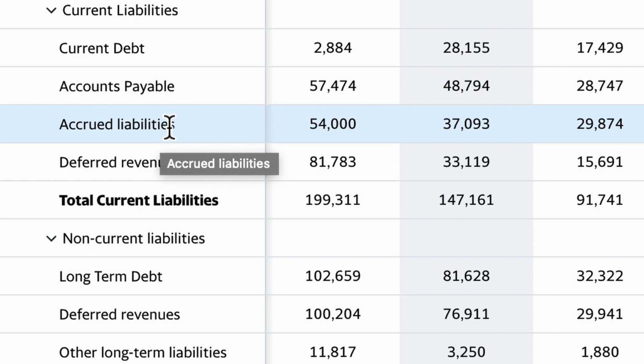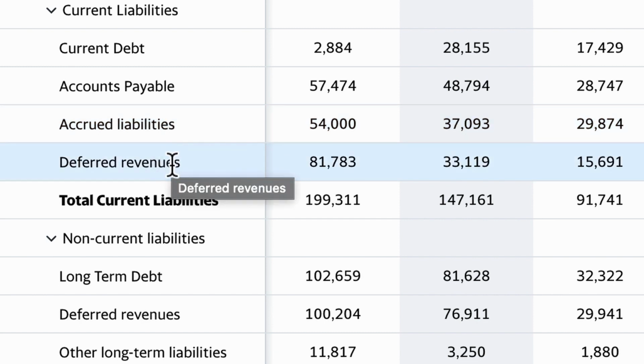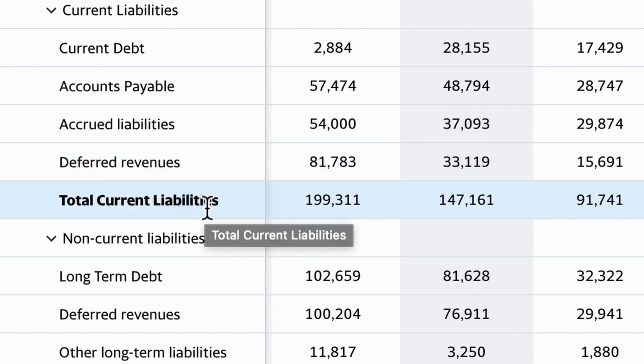Accrued liabilities means a company has provided them with a service which the invoices have not been received, so it's money that they're going to owe. Deferred revenues can be something like taxes, where this is going to have to get paid off in the next 12 months. And then this gives you your total current liabilities. So the stuff that you're going to have to pay off in the next 12 months.